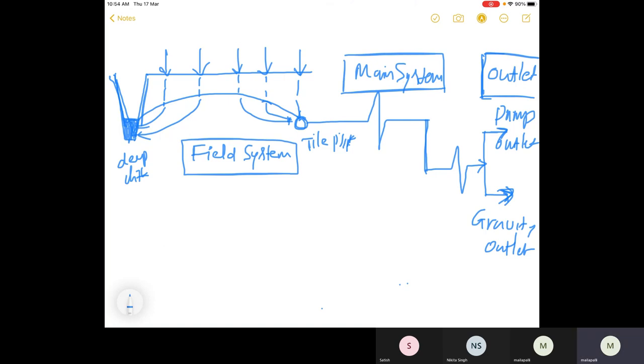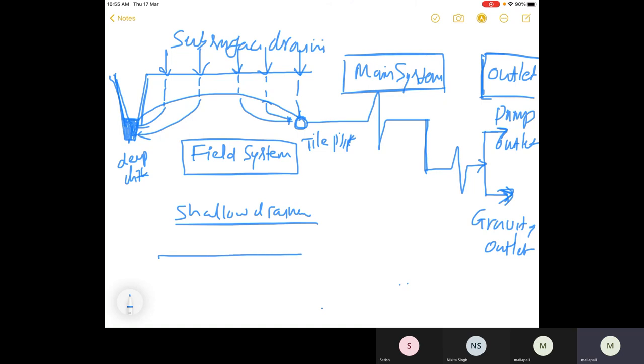Okay, so what we are showing here, since we are using deep ditches and tail pipes, is groundwater drainage, or subsurface drainage. The other one is shallow drainage. In the case of shallow drainage, I'm going to draw a similar picture here, only the ditch is shallow. It's not a deep ditch, it's a shallow ditch.